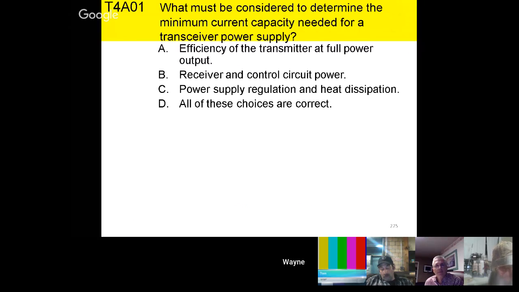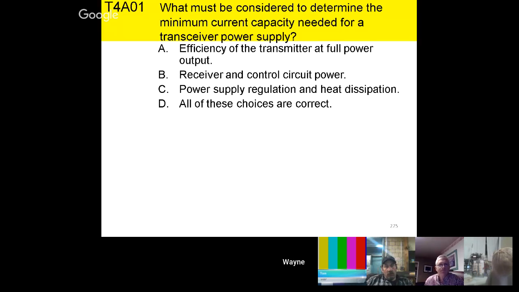So, what must be considered to determine the minimum current capacity needed for a transceiver power supply? What is the consideration that you need to be mindful of? The efficiency of the transmitter at full output, that is an important aspect. You want to make sure that you can drive your transmitter to full output, which means it's going to draw more power as needed in order to do that.